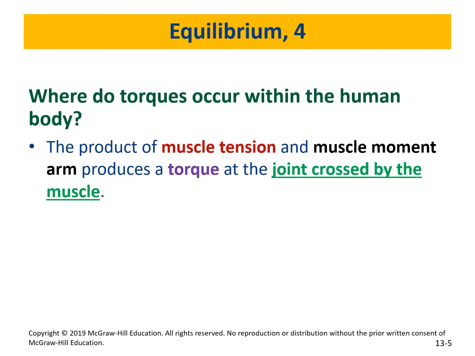Now, where do torques occur within the human body? As I mentioned, muscles create tension. That's force, and the muscle moment arm is the distance between the muscle attachment and the joint where rotation takes place, and that joint crossed by the muscle is where we have the rotation. And we would like to understand how we analyze the torques in the human body produced by muscles.